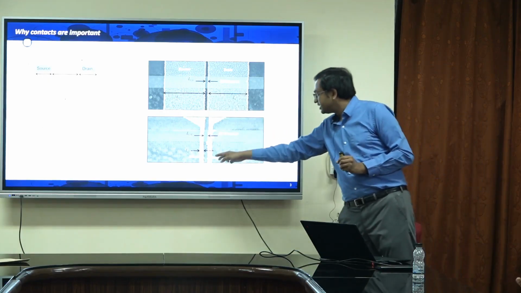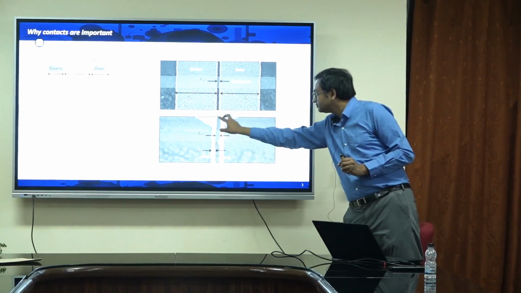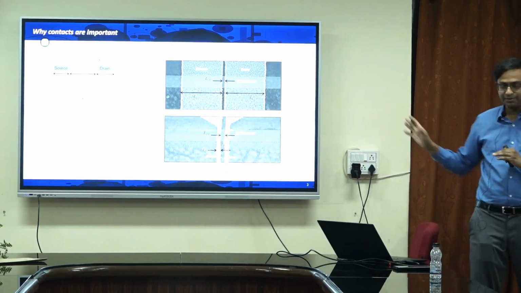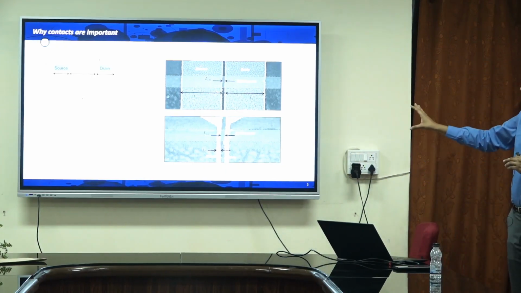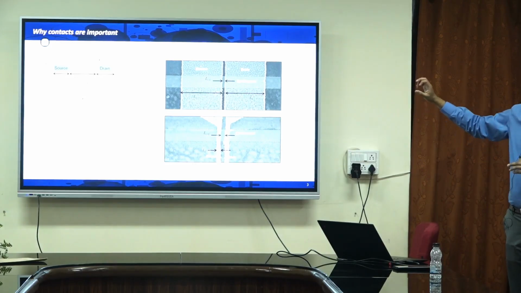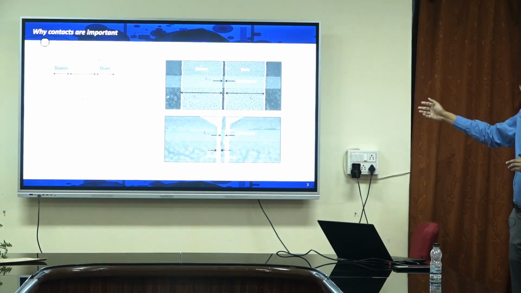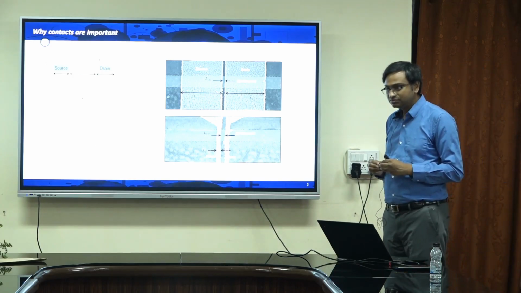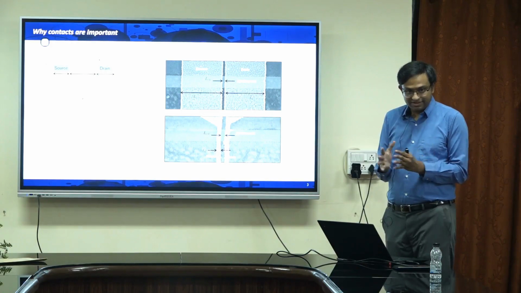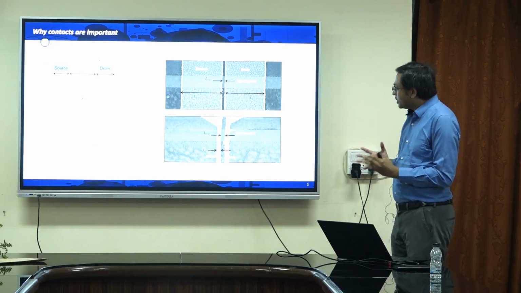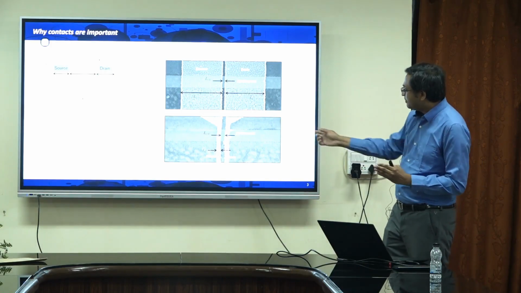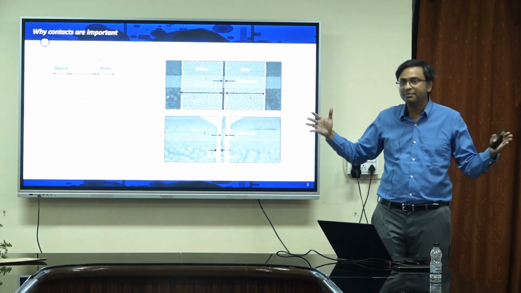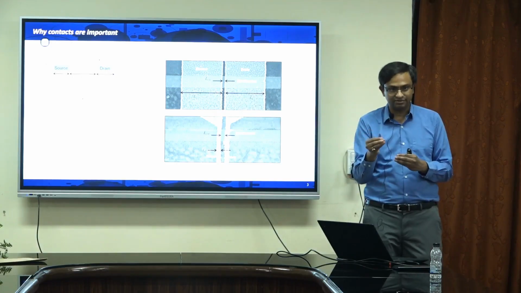And here is another device where the channel length is very similar, but the contacts are also very small. Do you see the difference between the two? Which one do you think is going to be a better device? The second one is a better device. Why? Because the device itself is very small. There is no point in making the channel shorter and keeping the contact bigger, because then I have not reduced the footprint of a single device.